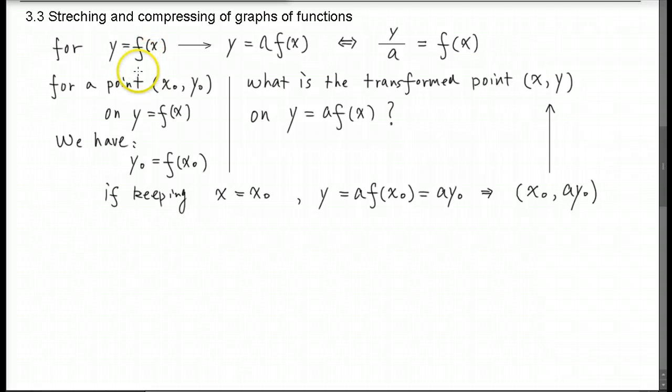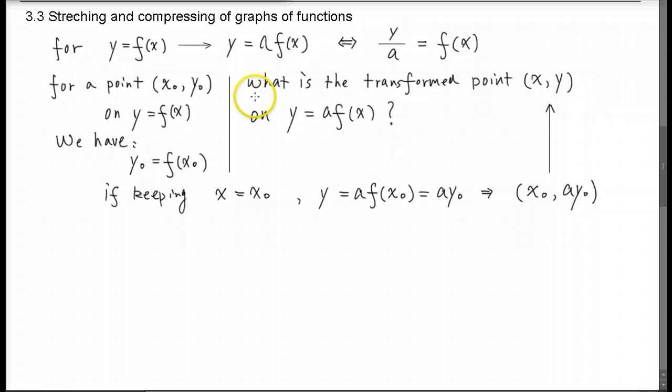So we just need to look at any individual point on the original function and then study how that point changes to a new point. Here you go, (x0, y0) is an original point on the original function. And of course, if that's the point, we should have this relation: put x0 into x, and we get y0 equals f(x0).